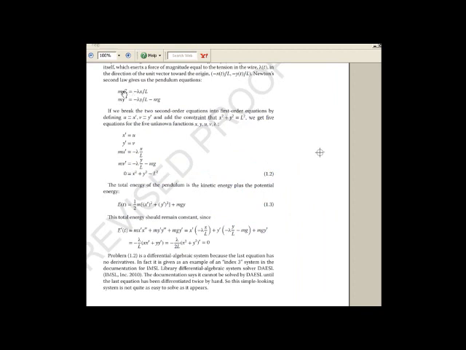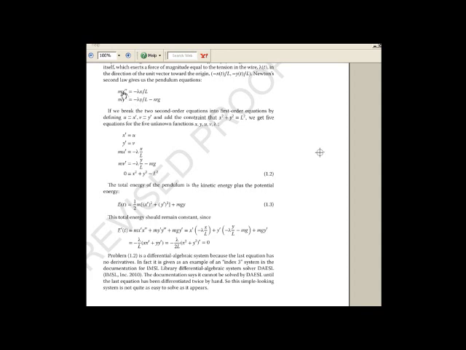So there are two second-order equations for the pendulum. The mass times the acceleration vector, which is x double prime, y double prime, is equal to the force of gravity, which is 0, minus mg, plus the force of the rod itself, which is in the direction of the unit vector minus x over L, minus y over L, and has magnitude lambda. So there are actually three unknowns here, x, y, and lambda.